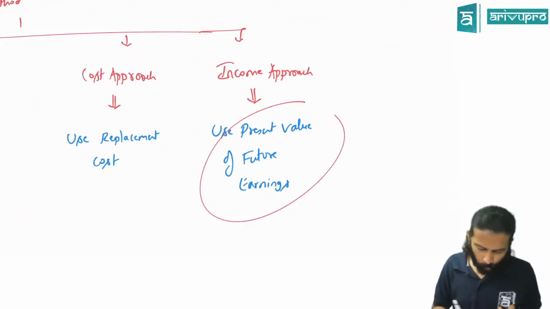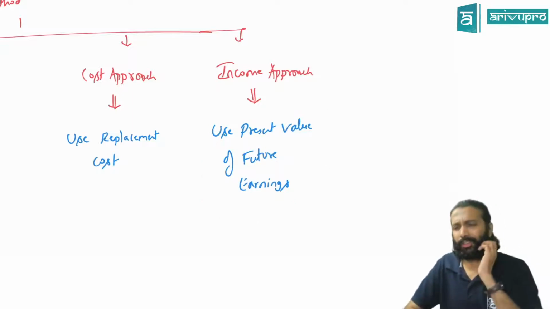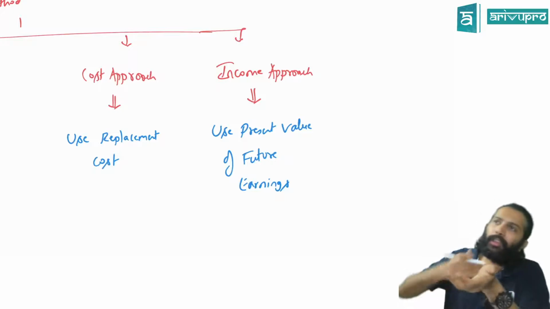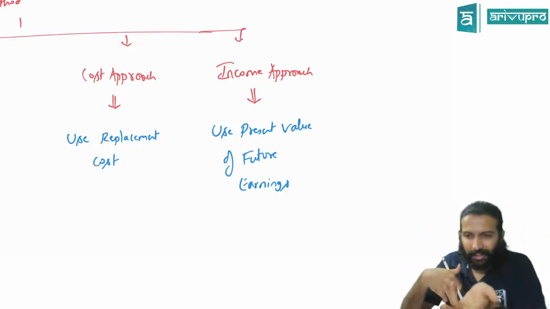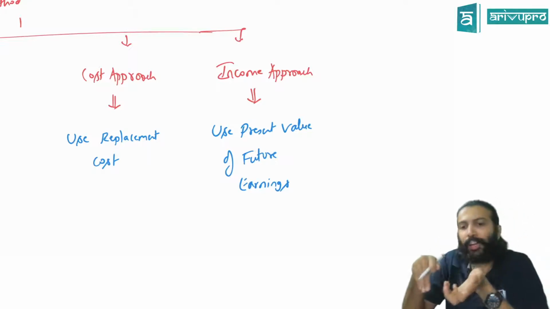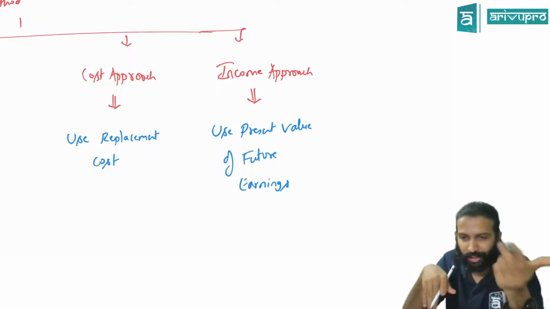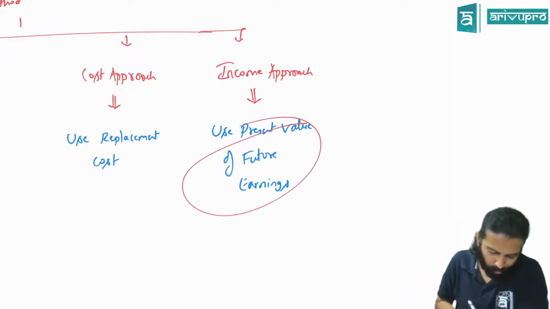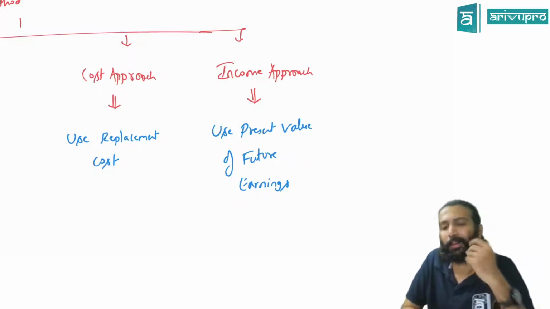Last one is the income approach. You've been doing this, no sir. Income approach means you find the income from that asset. But all that income will be in the future, and you're finding the value now. So what you have to do is use a discount factor and find out the present value. So use the present value of future earnings. That becomes your fair value.